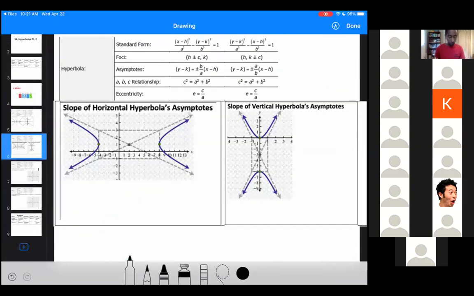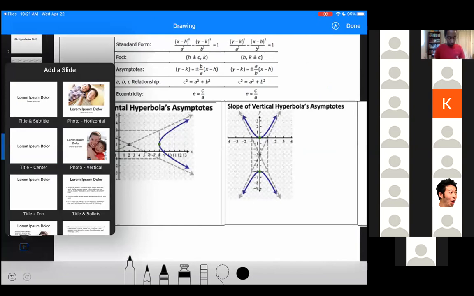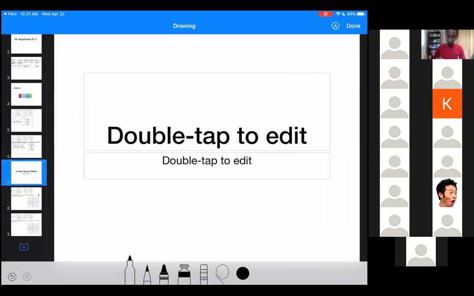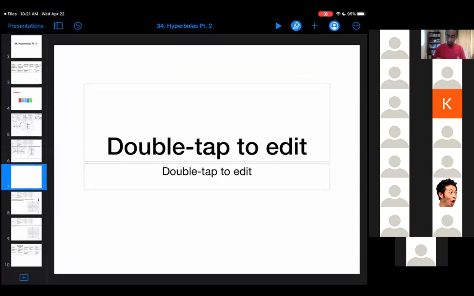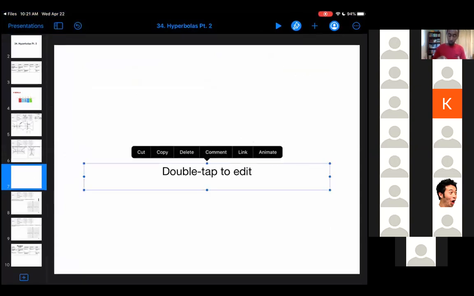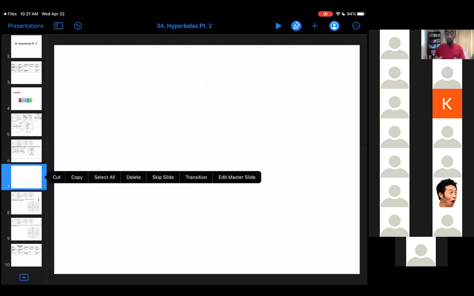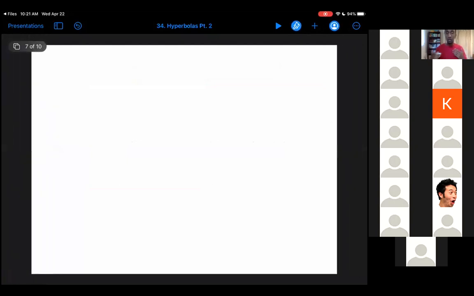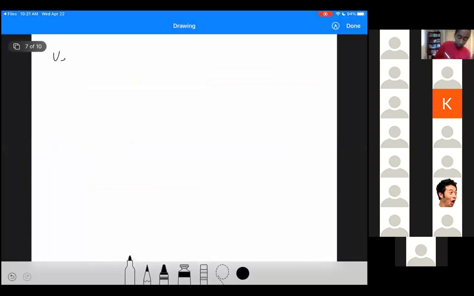Just to make sure, let me add a slide here. So just to make sure you would be good with doing that when you don't have your notes with you. Let's say you forgot, you don't have your notes, or you want to make sure that you know whether the slope of the asymptote is b over a or a over b. You can just do a rough sketch. So I would draw a vertical hyperbola. I would just do this. That's a vertical hyperbola, and I would draw my asymptote, just one of them, passing through the center.